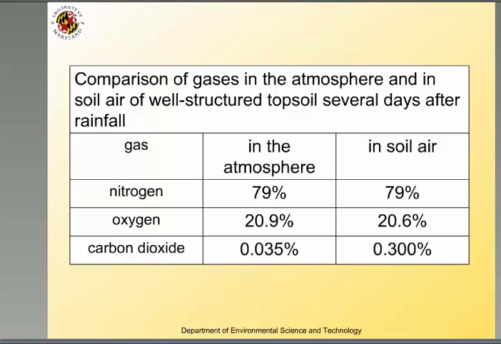Now, if your soil was poorly structured or not well drained, you could see your oxygen drop down to 1-2%, maybe even close to 0, and this could go up very, very high. But in this case, a well-structured soil, a couple days after rainfall, there's not a huge difference. There's a difference, but it's not cataclysmic in terms of who's living there and whether or not they can survive.